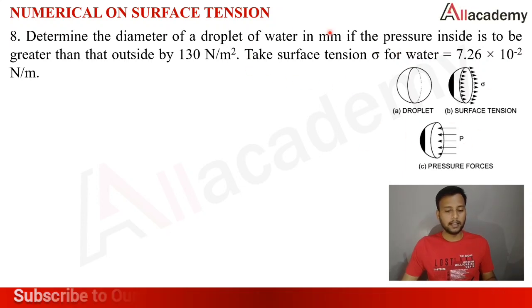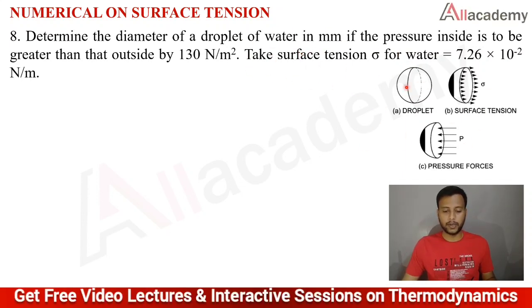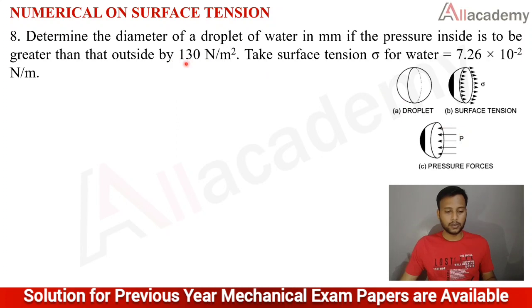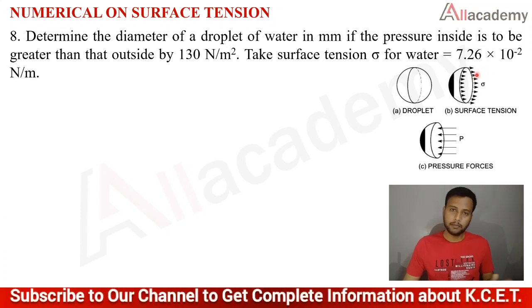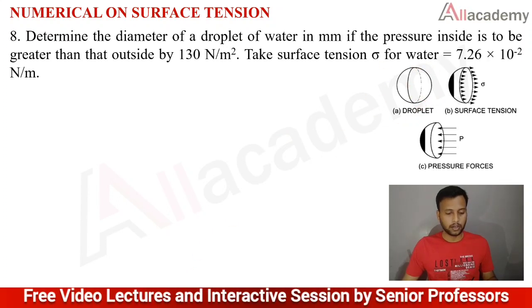He says that there is a liquid droplet, and inside this liquid droplet is a pressure. This is the pressure he has mentioned, that is 130 Newton per meter square. And he has also mentioned the surface tension for water, that is 7.26 into 10 raised to minus 2 Newton per meter. Now we need to determine the diameter of this water droplet.